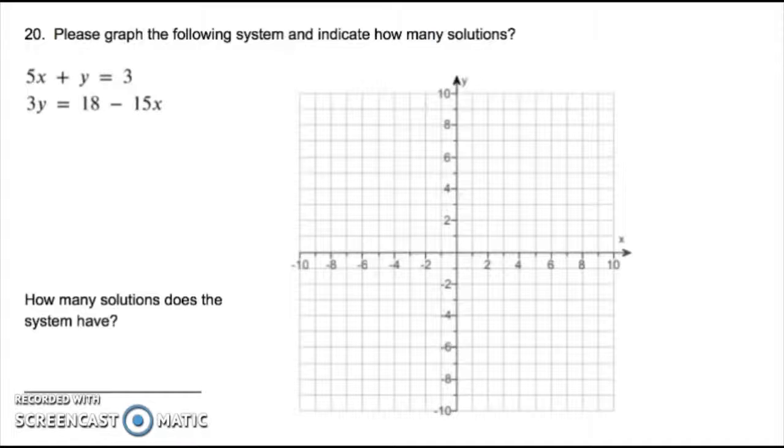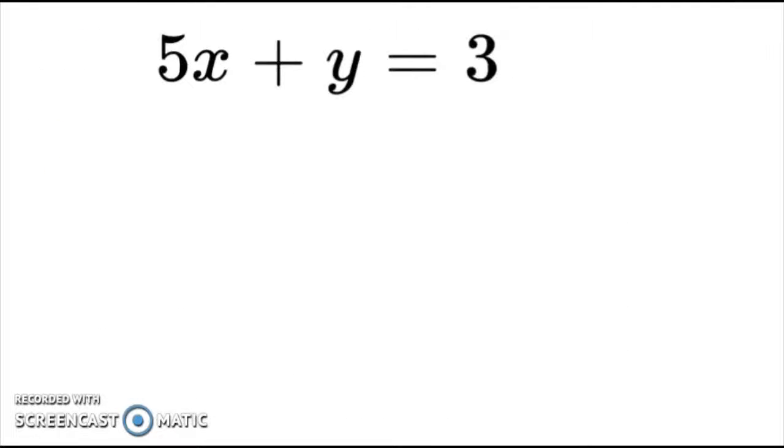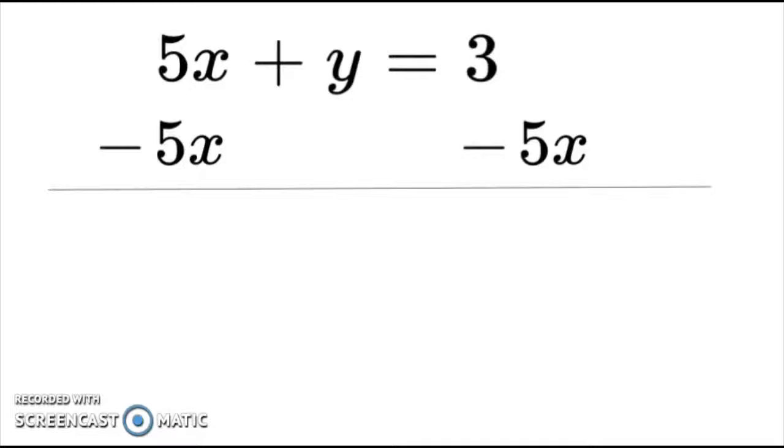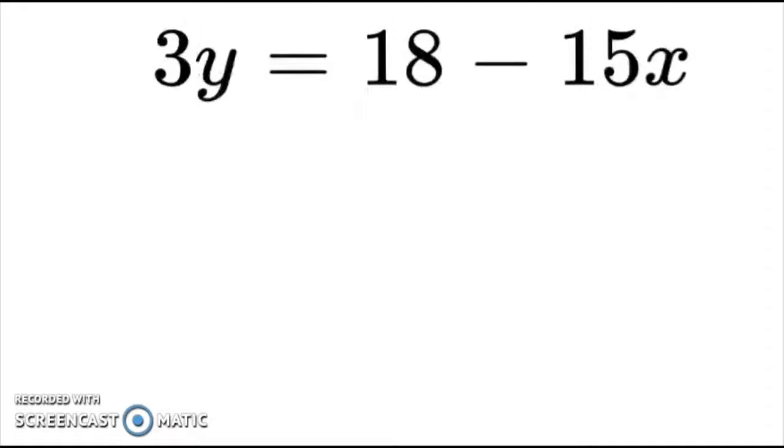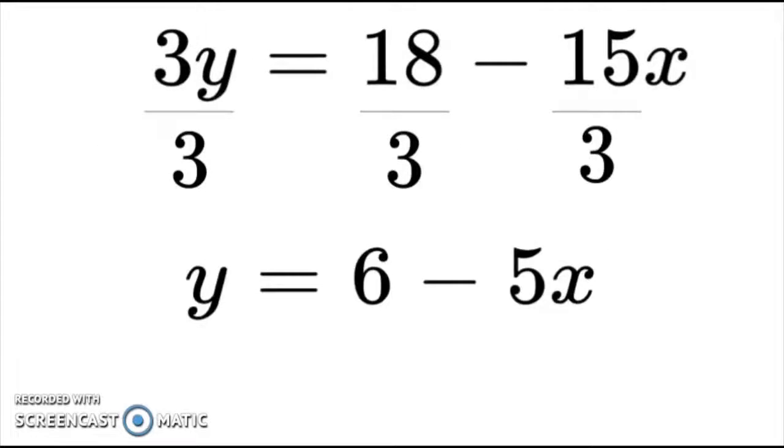20, it is asking me to graph the following system and indicate how many solutions it has. So I need to solve both of these for y first. Starting with the first one, I subtract 5x from both sides, and I get y equals negative 5x plus 3. Let's look at the second equation. For the second equation, I divide everything by 3. I'll have y is equal to 6 minus 5x.